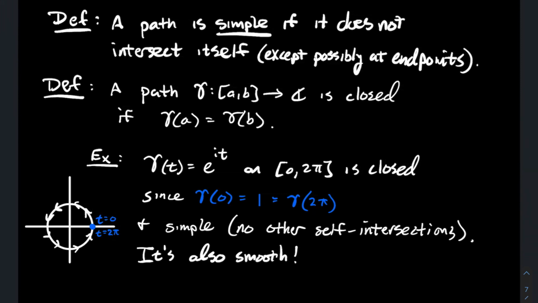And moreover, it's also smooth. So the unit circle is a fabulous curve. It's smooth, simple, and closed.